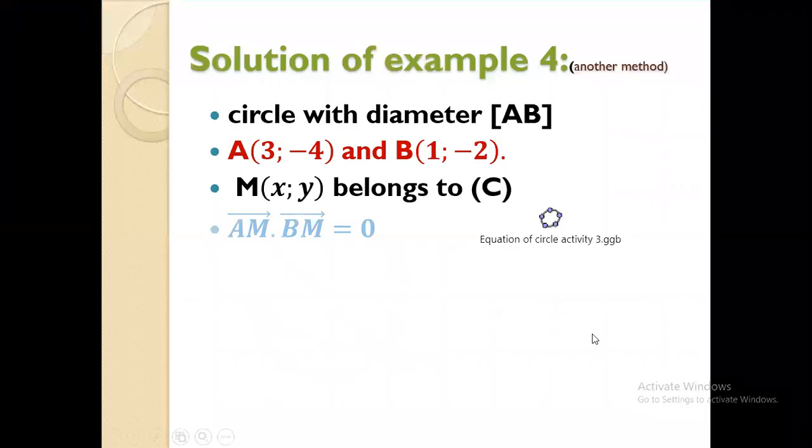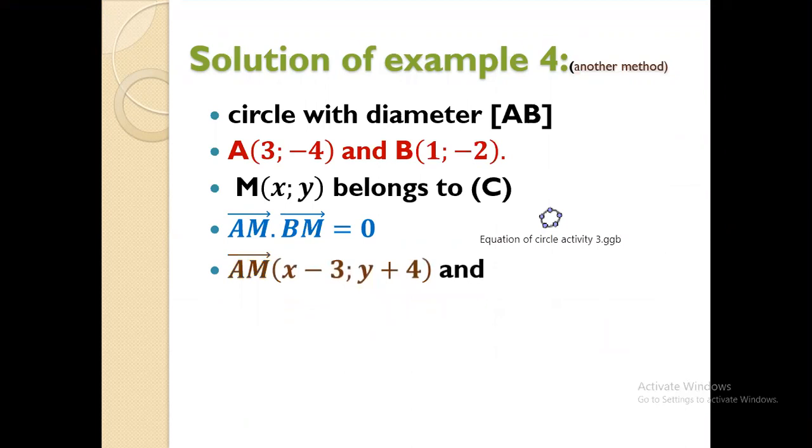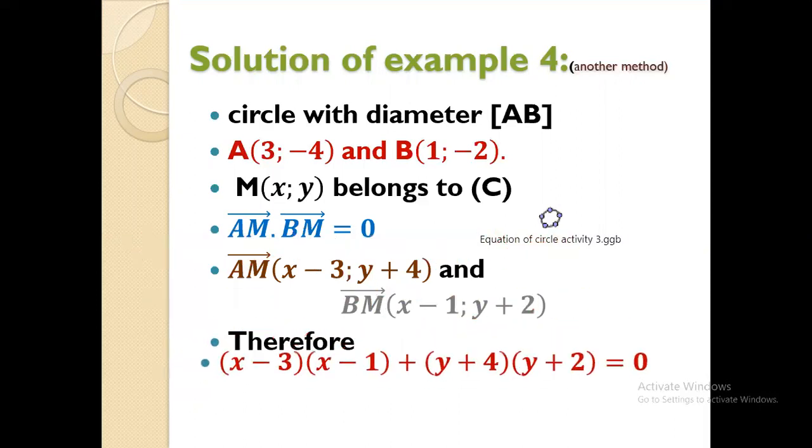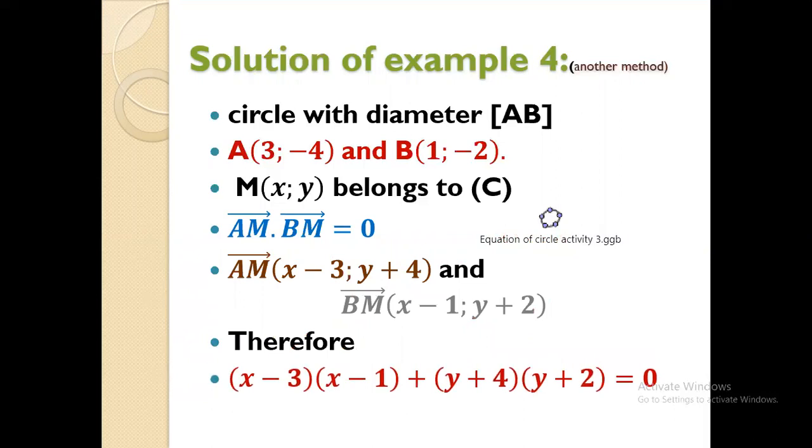So first, we write the condition AM dot BM equals 0. We find the coordinates of the vector AM: x of M minus x of A, y of M minus y of A. We find the coordinates of BM, and these coordinates are (x minus 1, y plus 2). Therefore, we apply the scalar product, xx' plus yy' equals 0, and we get this relation.